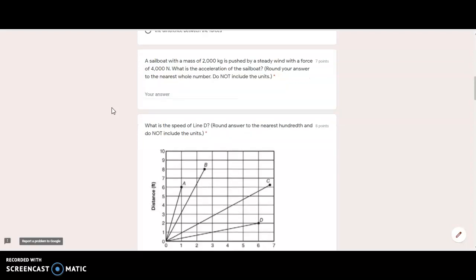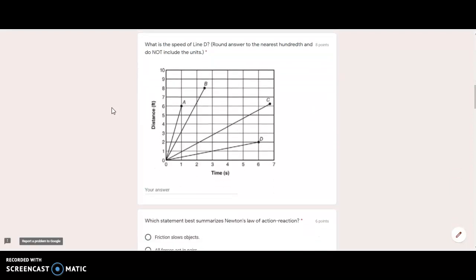You'll have to manipulate that triangle to go ahead and get an acceleration in this particular instance. Question number 3, what is the speed of line D? So this line right here, on this graph, you've got time on the x-axis, distance in feet on the y-axis. I want you to round your answer to the nearest hundredth and do not include the units.